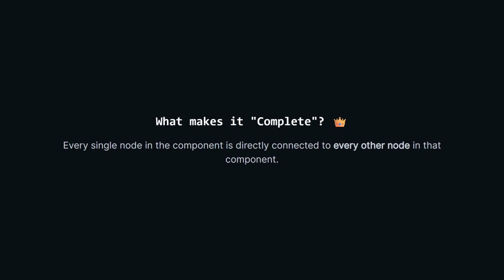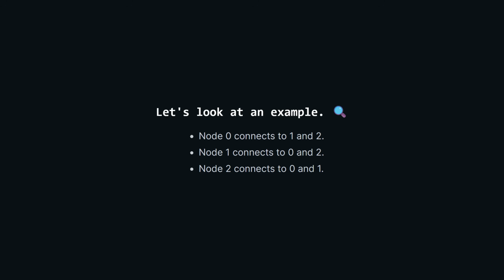Now, here is the important part. A component is only considered complete if every single node in that specific group is directly connected by a line to every other node in that group. Let's look at a triangle of 3 nodes. The first node connects to the second and third. The second connects to the first and third. And so on. Everyone is friends with everyone else. This is a complete component.